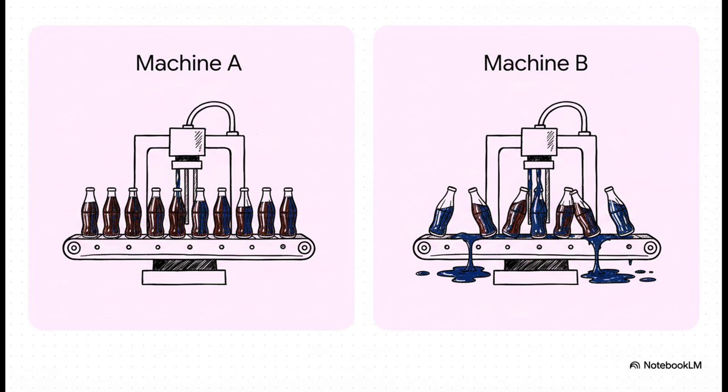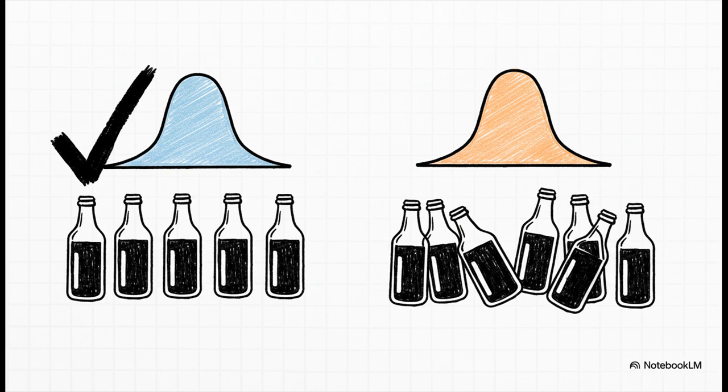So why should you care about this? Let's imagine you have two machines filling up soda bottles. Machine A has a variance of 4. Machine B has a variance of 25. Which one would you rather have in your factory? Which one is more consistent? Machine A, for sure, absolutely.